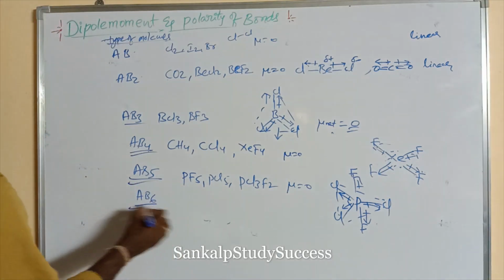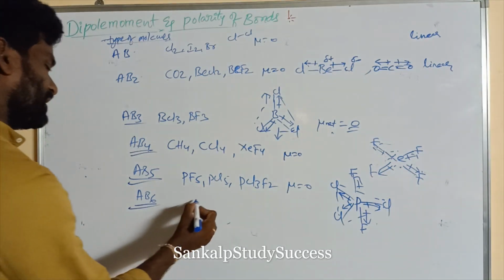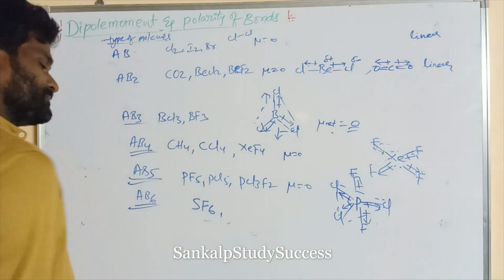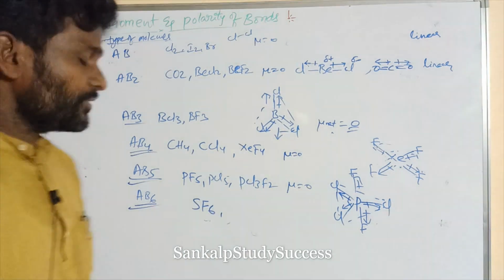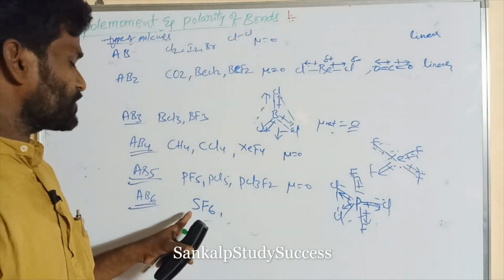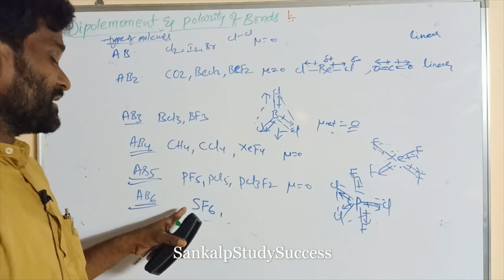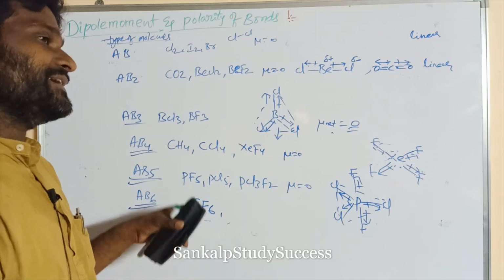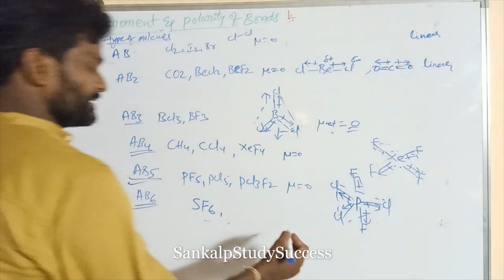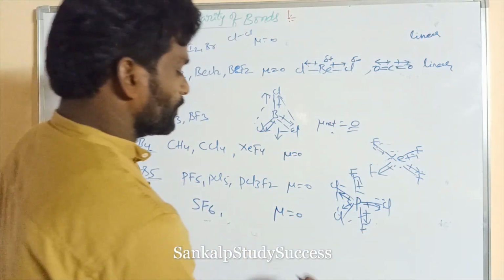Similarly, PF5 also. Next goes to AB6 molecules. AB6 molecules are like SF6. It also has 0 dipole moment. Why? It is a homoatomic molecule. What is a homoatomic molecule? The central atom has similar surrounding atoms, and it is symmetric. In SF6, its dipole moment is also 0. AB6 type. What is its example?